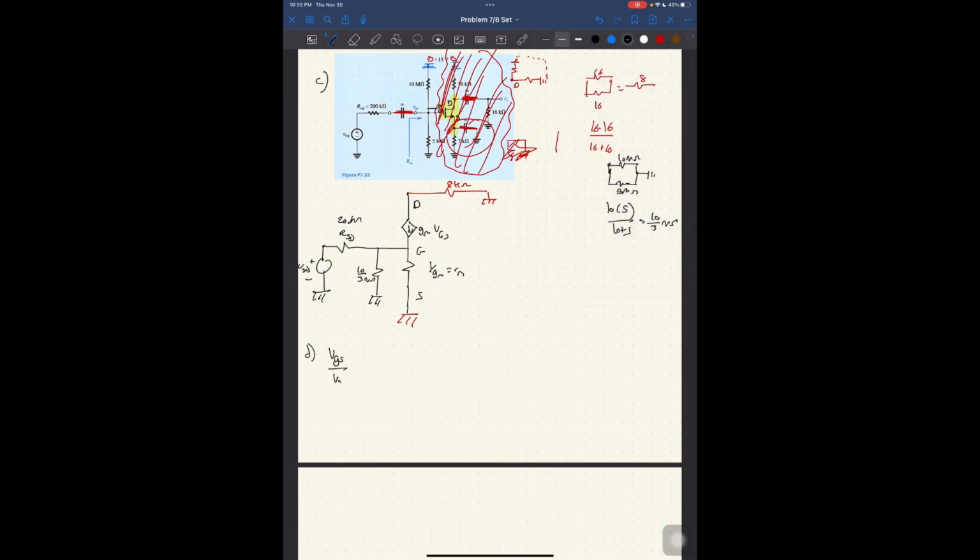VGS over V sig. Vs equals 0. Vg. To find Vg, let me do nodal at this point. So I'm saying that the current flowing in this direction plus the current flowing in this direction plus the current flowing in this direction is equal to the current entering, right? Meaning that Vg minus V sig over R sig plus Vg minus 0 over 10 over 3 mega ohms.